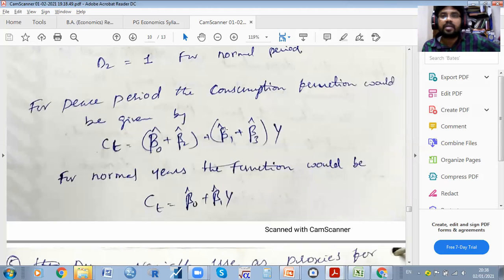That is the estimated beta 1 plus estimated beta 3 into y. So for normal years, the function would be like this: the estimated beta 0 plus estimated beta 1. That is the normal period, as we calculated.